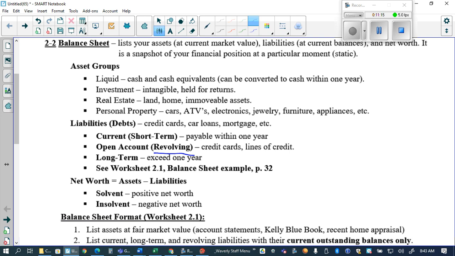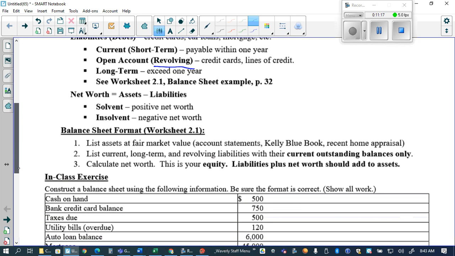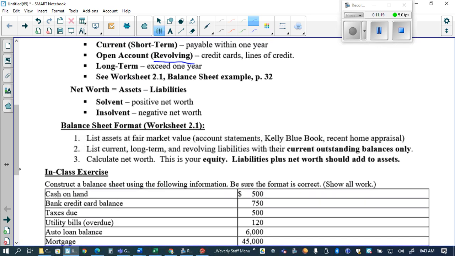And a balance sheet has a particular format, okay? We list our assets at fair market value. Oh, another word for net worth, by the way, is your equity. You might hear that. Maybe that term's more common on a corporation balance sheet, okay? Owner's equity, that kind of thing, but equity and net worth kind of mean the same thing.